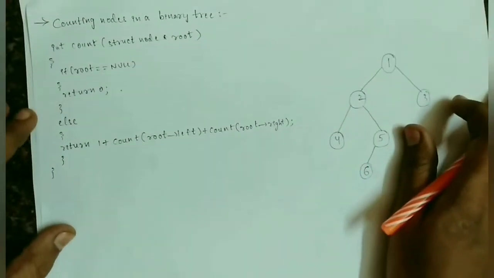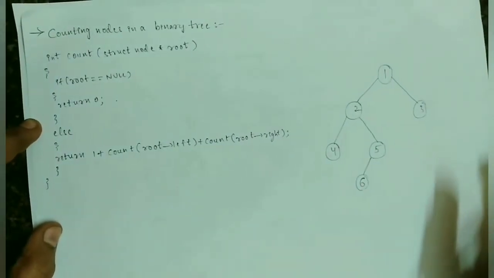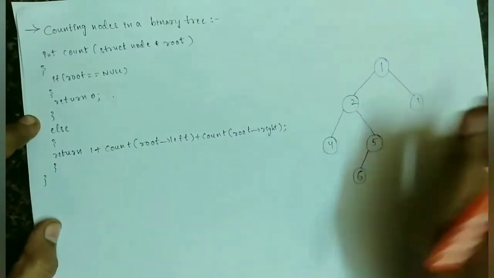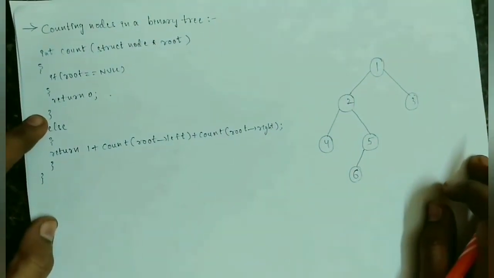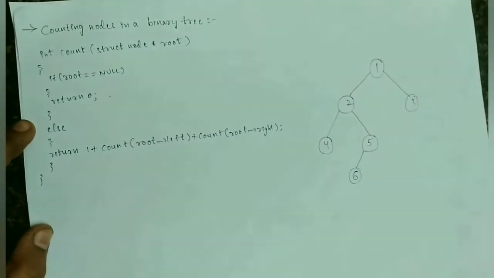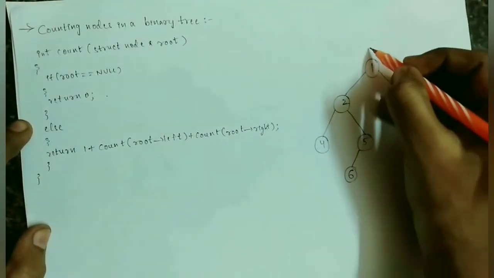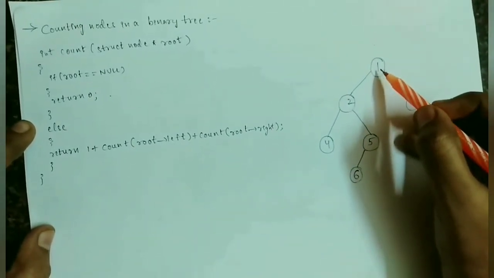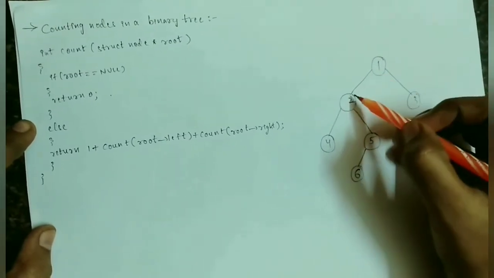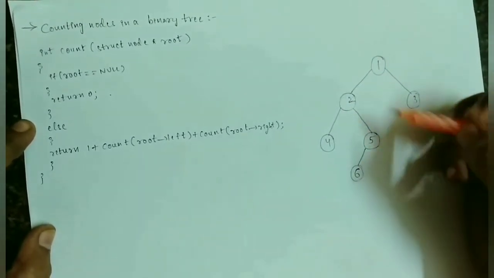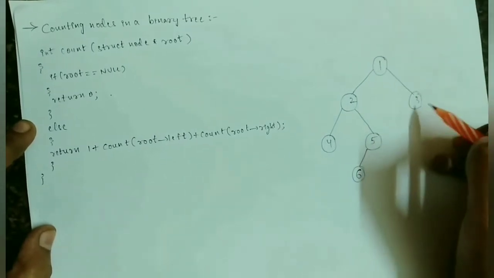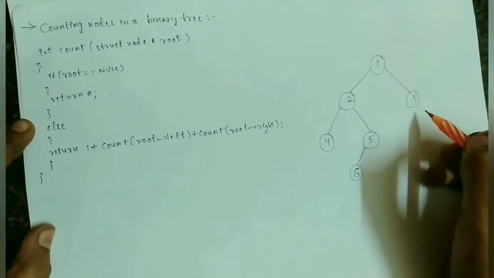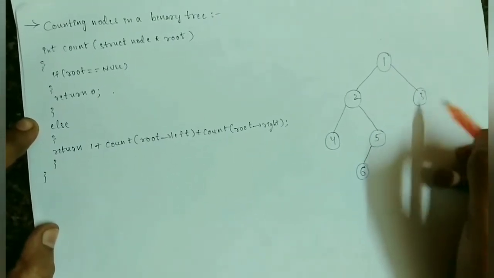Yes, let's go to the main topic, counting nodes in a binary tree. How do we know the number of nodes present in a binary tree? Let us see with an example. Starting from the root node, including the root itself, add 1 and count the number of nodes present on the left subtree and the number of nodes present on the right subtree. The sum gives the number of nodes present in a binary tree.